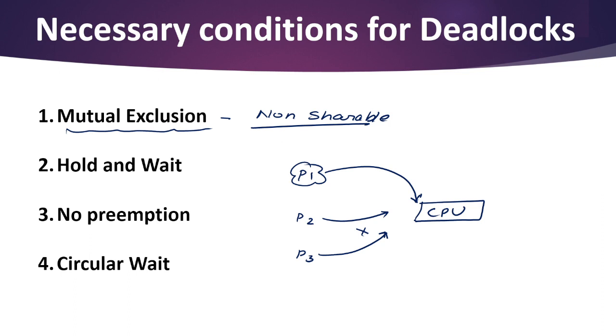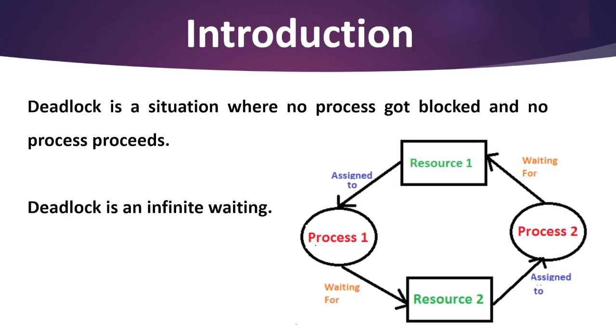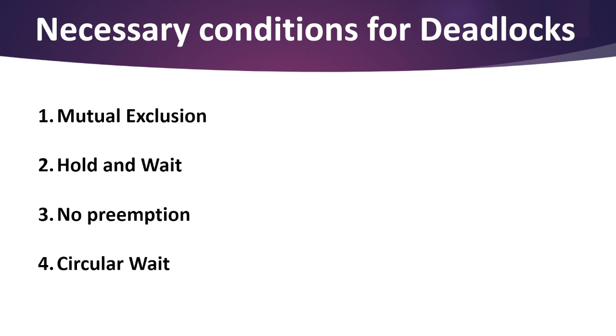Okay, second statement says hold and wait. As we have already discussed here, hold and wait means process P1 is holding resource R1 and waiting for resource R2. That is hold and wait. Holding something and waiting for something else. Process P1. Let's take some real life examples.